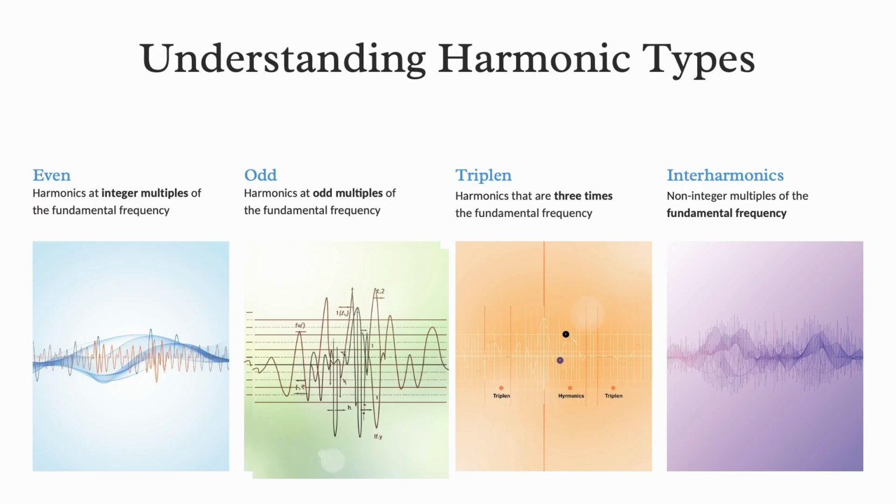What are even harmonics? Harmonics like 2nd, 4th and 6th are very rare in our balanced system. Their presence usually indicates waveform asymmetry, faulty equipment or some abnormal operation. So if you see even harmonics in your reading, consider it a red flag.